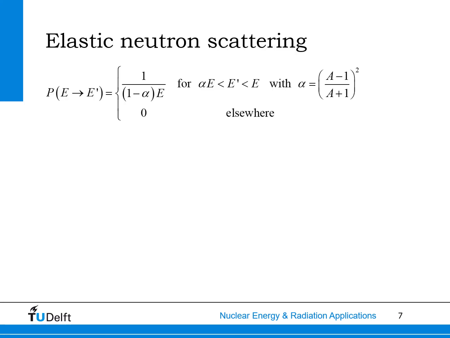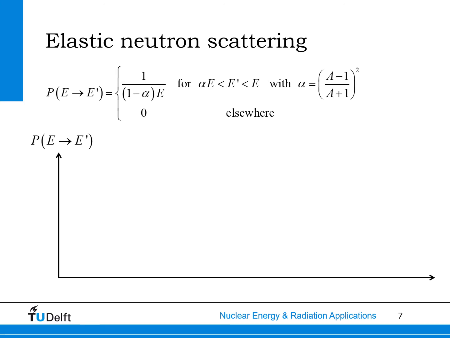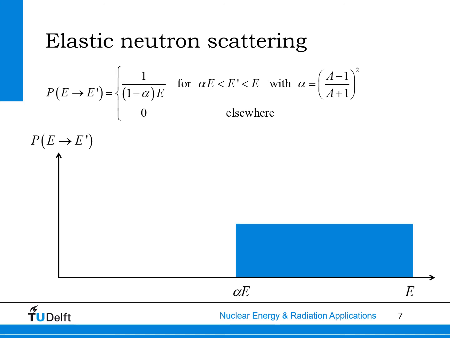Now we recall a result from a previous lecture. It's about elastic scattering of neutrons with a non-moving target nucleus. If we have a neutron with energy E, it can scatter to any energy between alpha E and E with equal probability, but it cannot scatter to energy below alpha E. Here, alpha is the ratio of (A-1) and (A+1) squared, with capital A the mass of the target nucleus expressed in units of neutron mass.